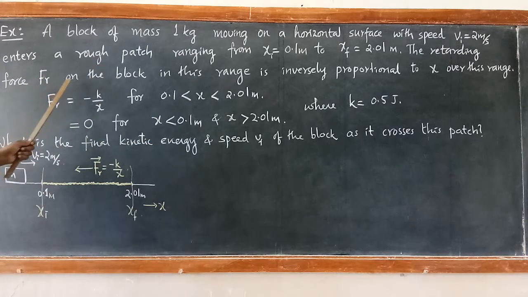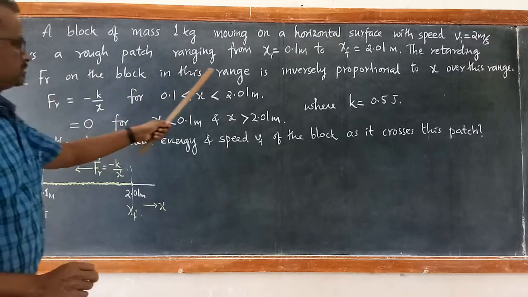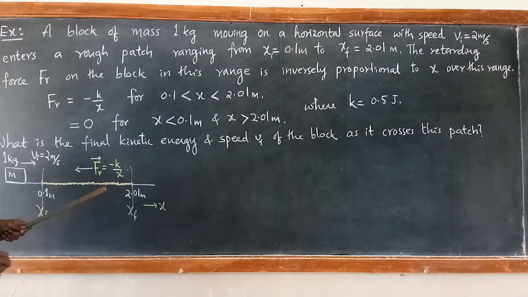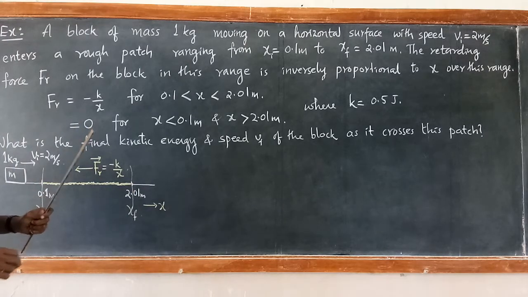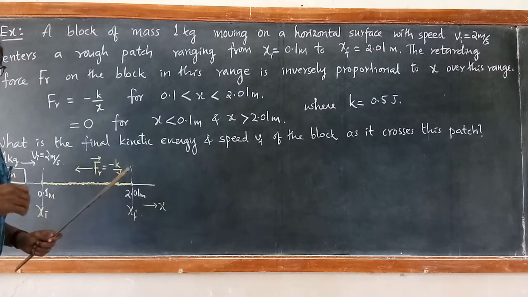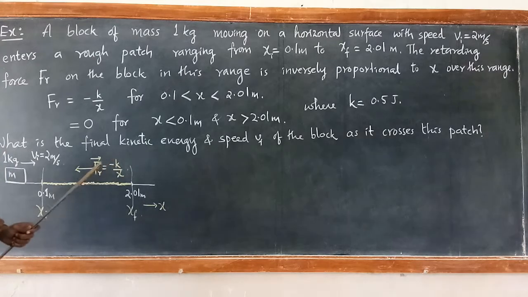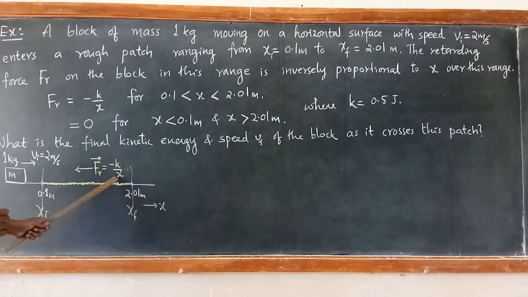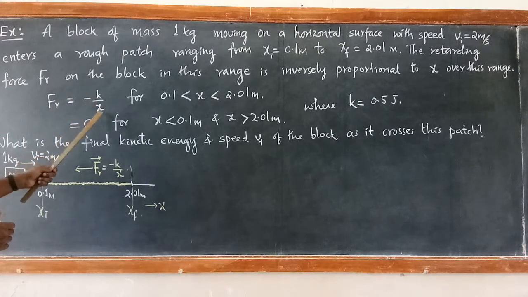Retarding force Fr is acting on the block, which is inversely proportional to the distance x. As x increases, the retarding force decreases. That is the meaning of inversely proportional to the distance x. As x decreases, force increases. As x increases, force decreases. So it is given by the function Fr equal to minus k by x.